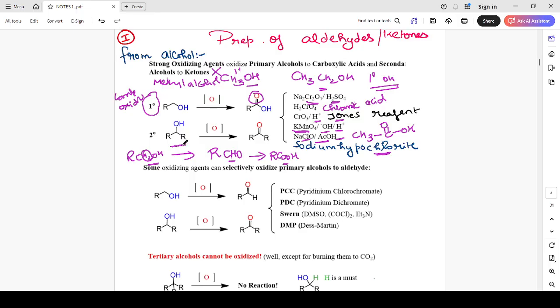What if I take a secondary alcohol? Secondary alcohol is where the alcohol is attached to a carbon that is attached to two more carbons. Here you can see this carbon has only one hydrogen, isn't it? In primary alcohol, two hydrogens were there, so it went to aldehyde, then further oxidation to form acid. But here there is only one hydrogen, so I cannot expect acid to get formed. Instead, it stops with the ketone itself. Primary alcohol gives acid, secondary alcohol gives ketone. Very important one.